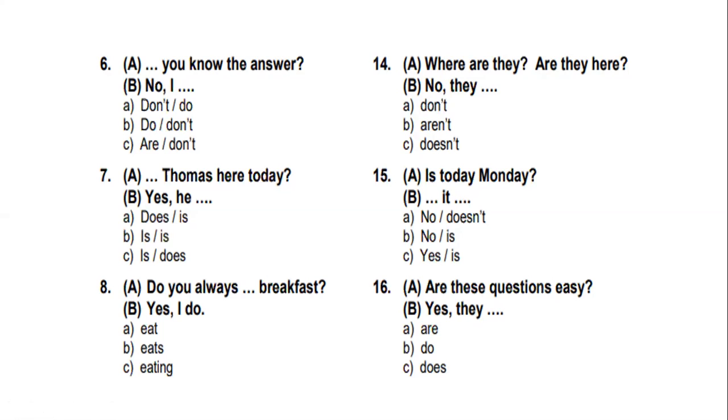Ahora ustedes ya saben cómo preguntar y cómo responder a preguntas de respuesta corta de sí o no. No solo utilizando el verbo to be, pero también utilizando el auxiliar do o does.